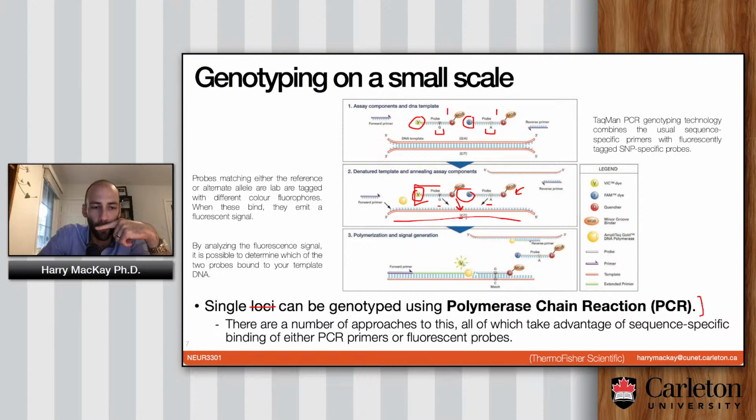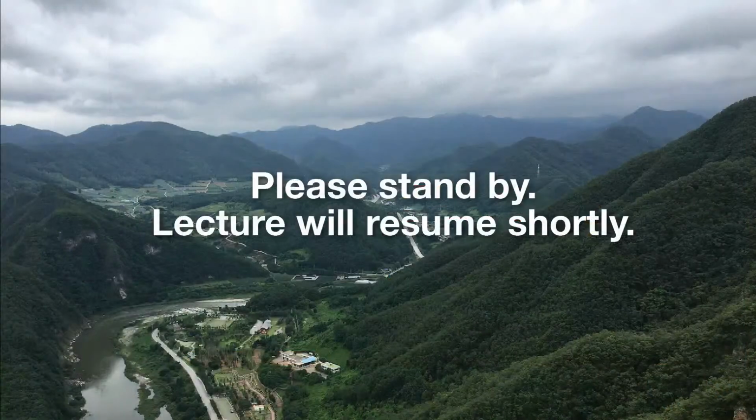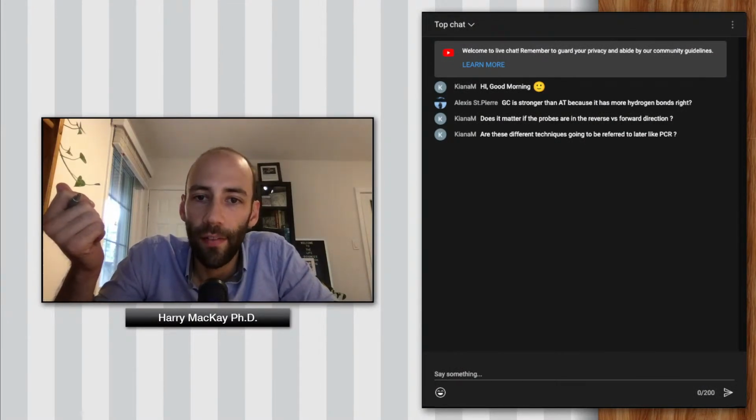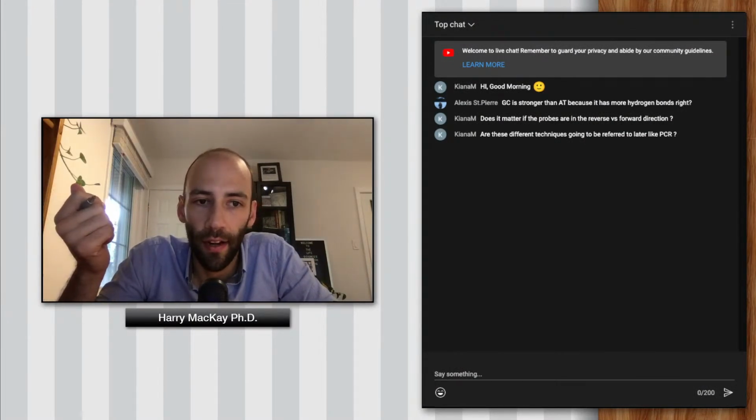So it's quite a wonderful principle. Let me just pop back into the chat here. I'm sorry, wrong window. So are these different techniques going to be referred to later, like PCR?